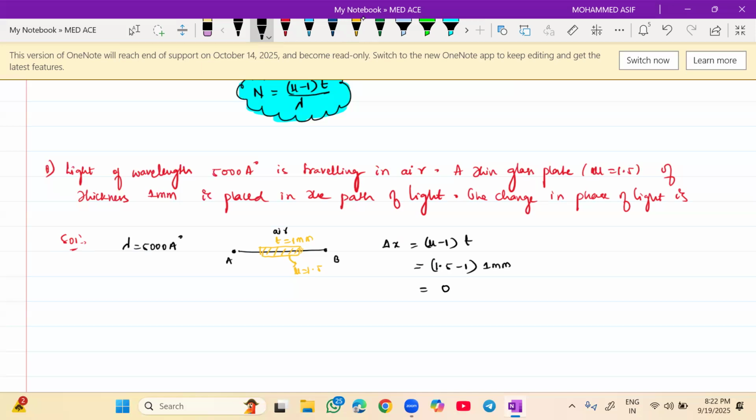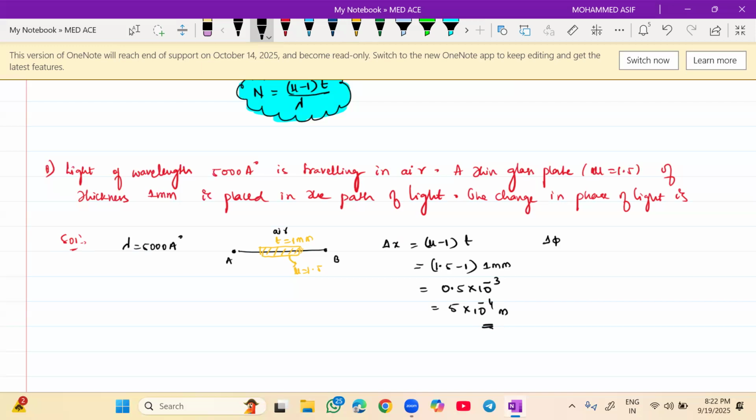Isn't it? 0.5 into 1 mm is 10 power minus 3, so this will be 5 into 10 power minus 4 meters. This will be the answer. What is being asked? The change in the phase is being asked. Phase means delta x is your path, so the phase value can be calculated with the formula.